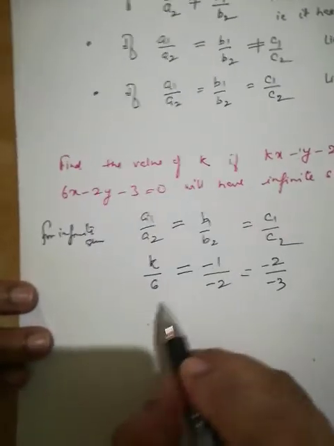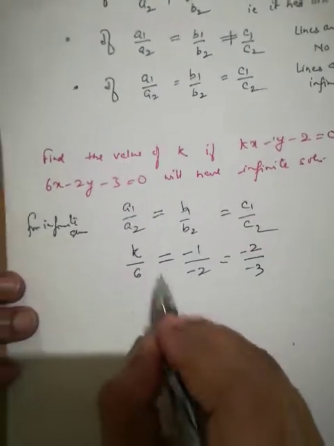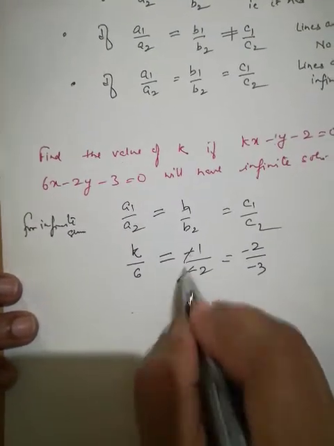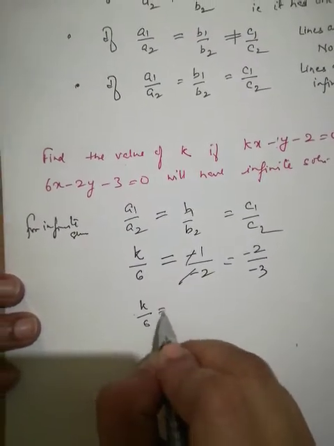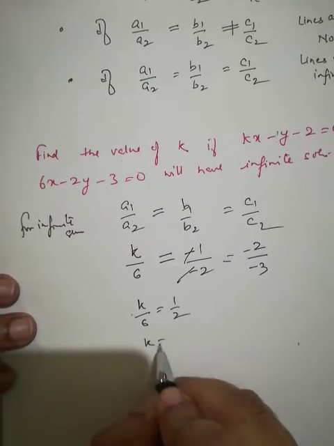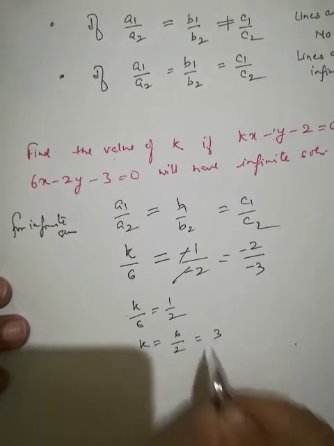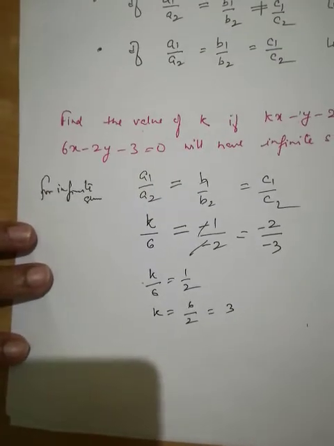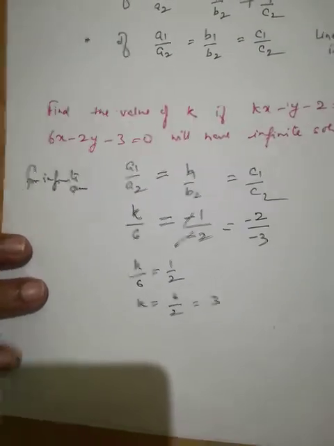So what we will do, we will take one of them and cross multiply. Let us take this and we will get minus and minus will cancel. So you get k by 6 is equal to 1 by 2, or k is equal to 6 by 2, which is equal to 3. So we got the value of k is equal to 3.